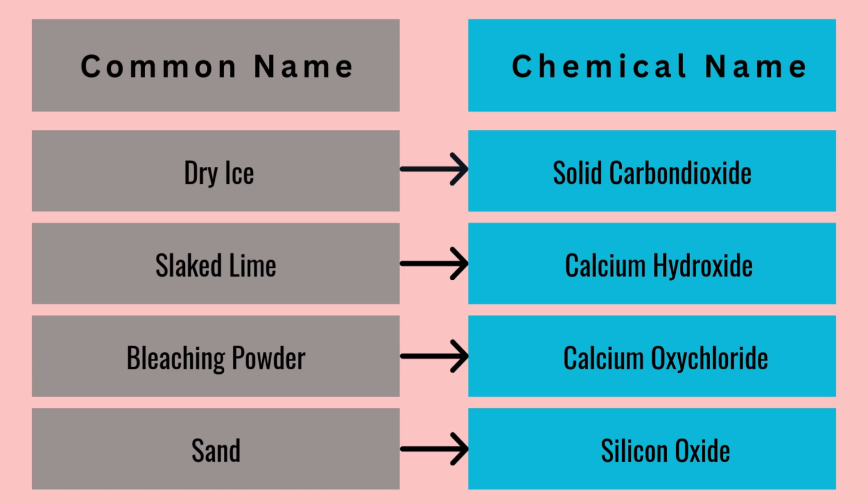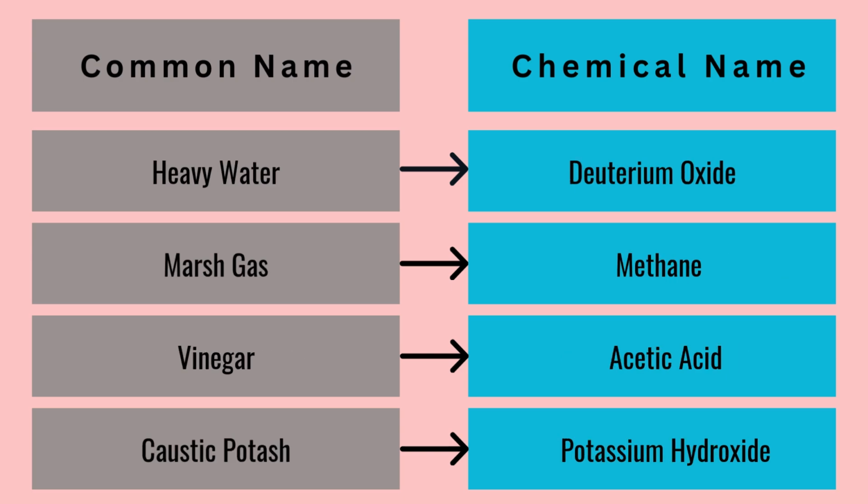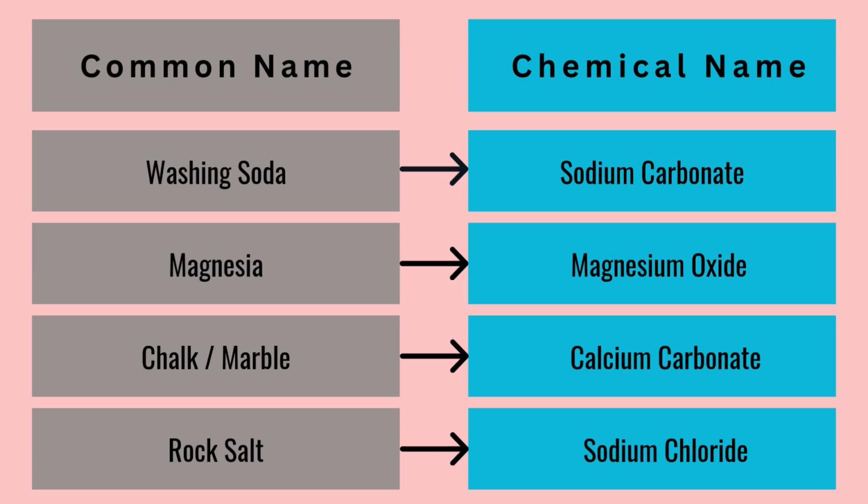Then heavy water. Chemical name is deuterium oxide. Marsh gas. Chemical name is methane. Vinegar: acetic acid. Caustic potash. Chemical name is potassium hydroxide. Then washing soda. Chemical name is sodium carbonate. Then magnesia. Chemical name is magnesium oxide. Chalk or marble. Chemical name is calcium carbonate. Rock salt. Chemical name is sodium chloride.